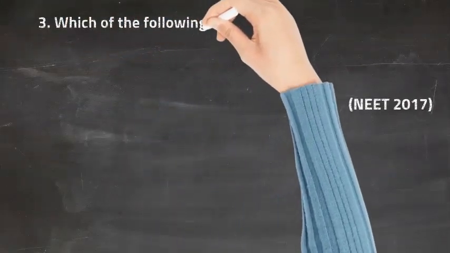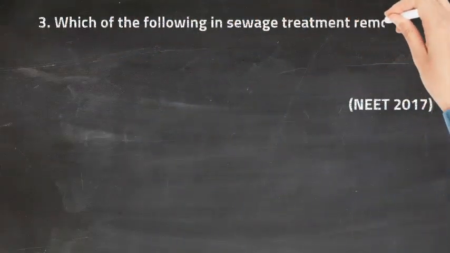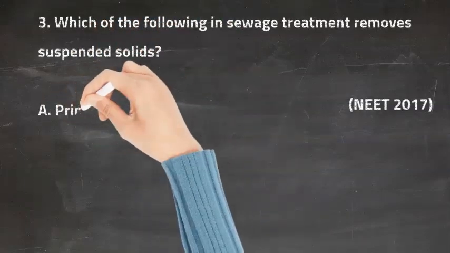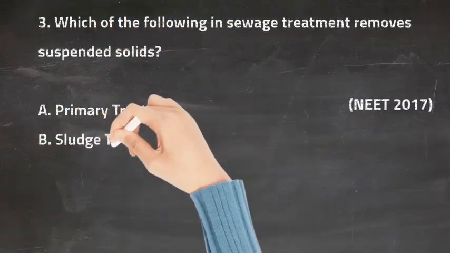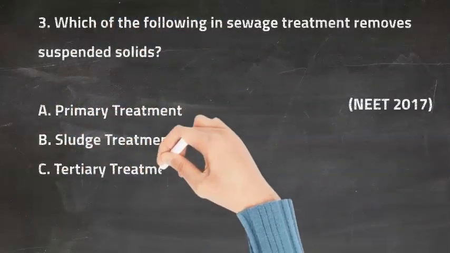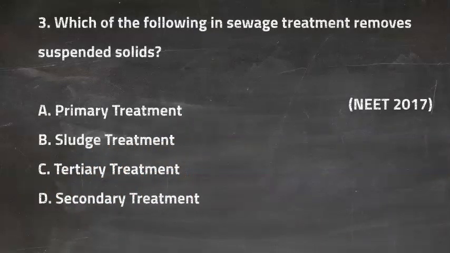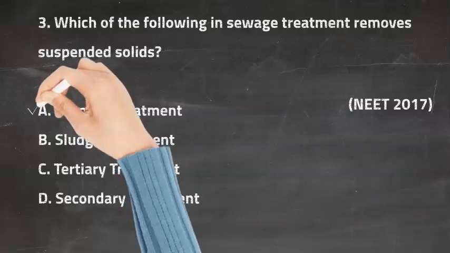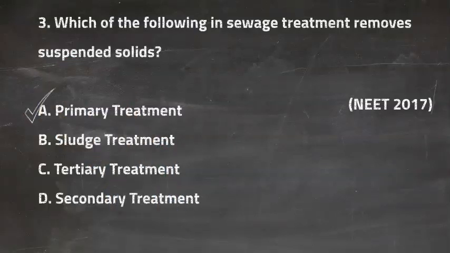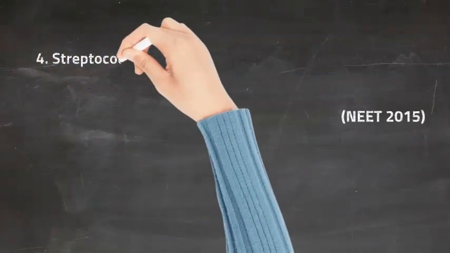Question third. Which of the following in sewage treatment removes suspended solid? Option A, primary treatment. Option B, sludge treatment. Option C, tertiary treatment. And option D, secondary treatment. The right answer is option A, that is primary treatment.